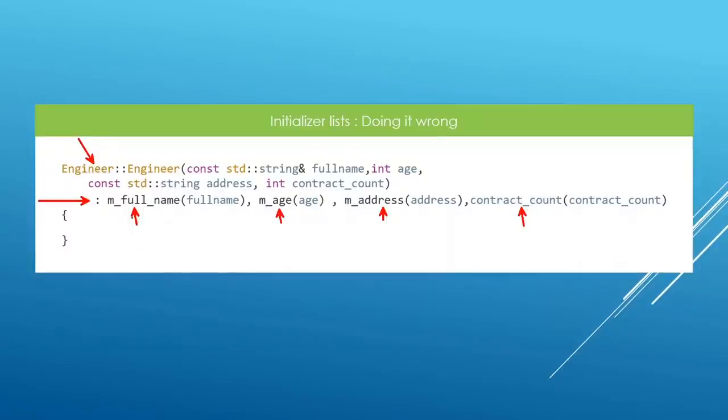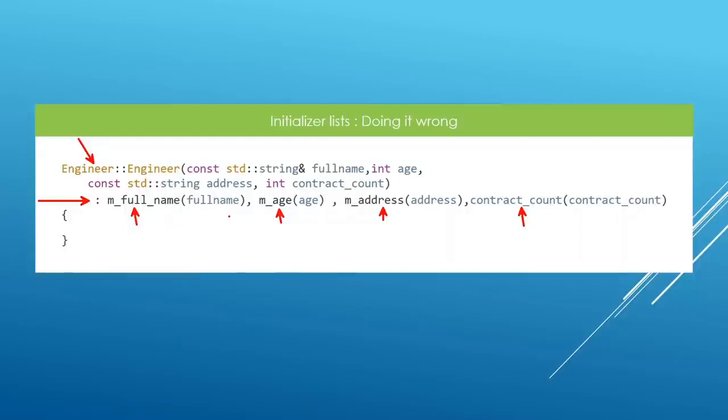The reason is, with initializer lists, you can't initialize a member variable that doesn't belong to the class that you are trying to build an object for. So for example, here we are trying to initialize m full name, m age, and m address, but these member variables don't belong to the engineer class that we are trying to build an object for. So we're going to get a compiler error here. This is not going to work. It is not engineer's job to build or set up these member variables. So this is not going to work.